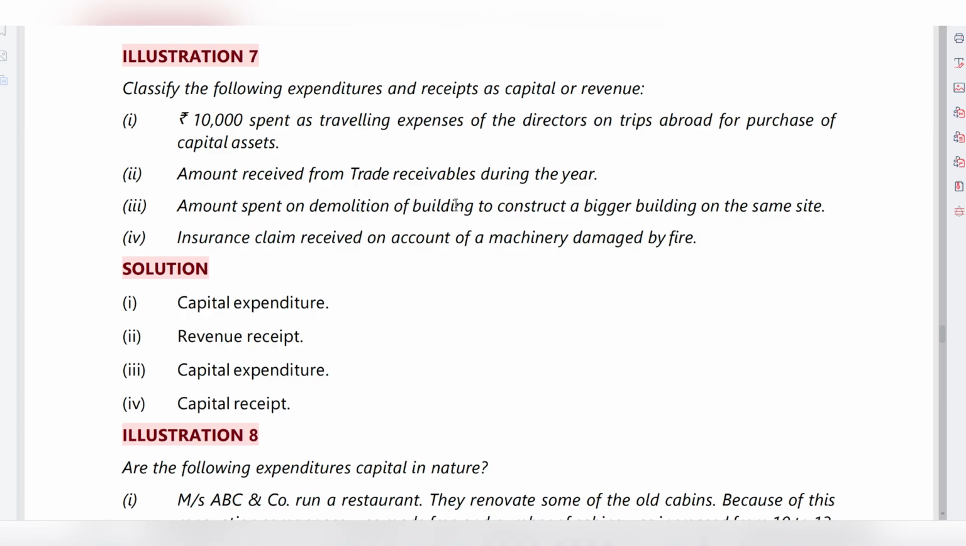Amount spent on demolition of business to construct a bigger building on the same site, so it is construction cost of the business, so it is capital expenditure. Insurance claim received on account of a machinery damaged by a fire. Machinery is an asset and it is a long term investment, so it is capital expenditure, sorry, capital receipt.